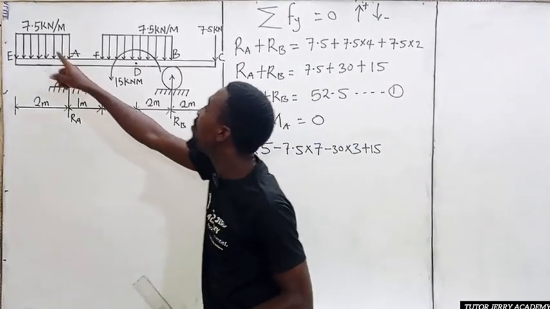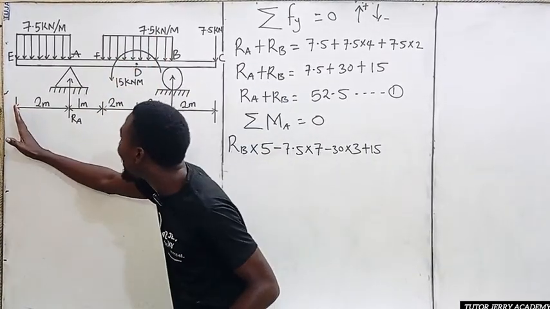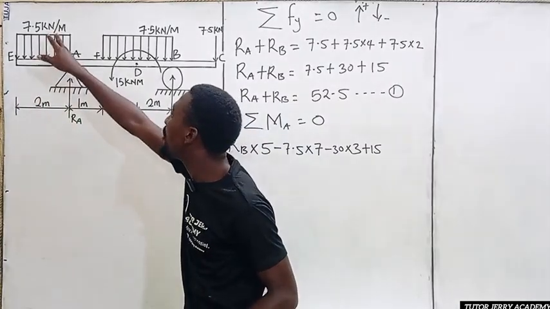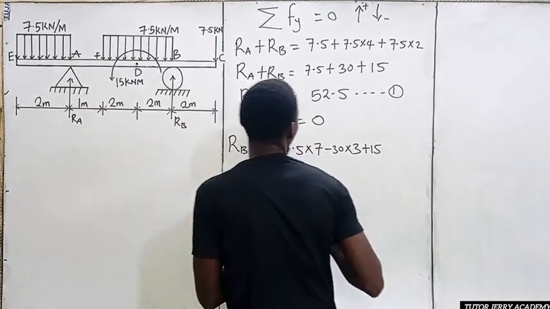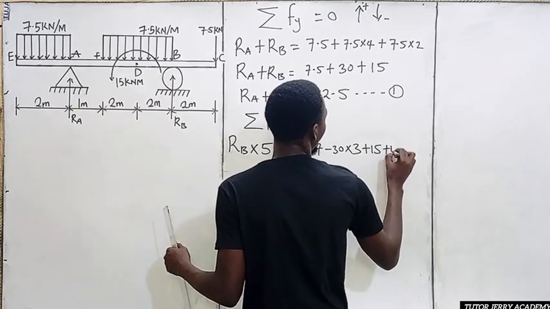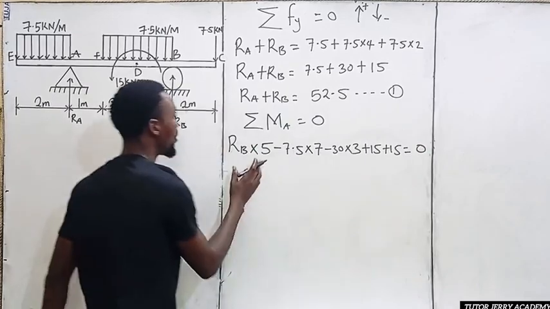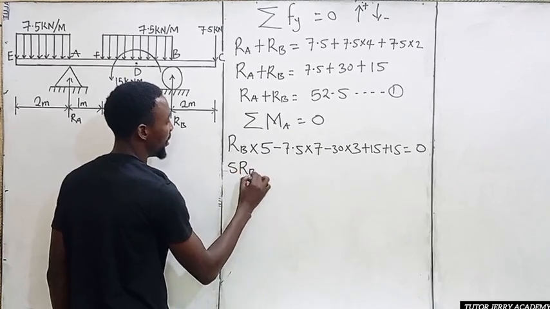All right. So 7.5 multiplied by 2, that is what? 15. And it acts at what? Half of the line, right? And 2 divided by 2 is 1. That is 7.5 multiplied by 2, then multiplied by 1, which is going to give us 15. Everything will be equal to 0. All right. So now here we are going to have 5 times RB. That is 5 RB.